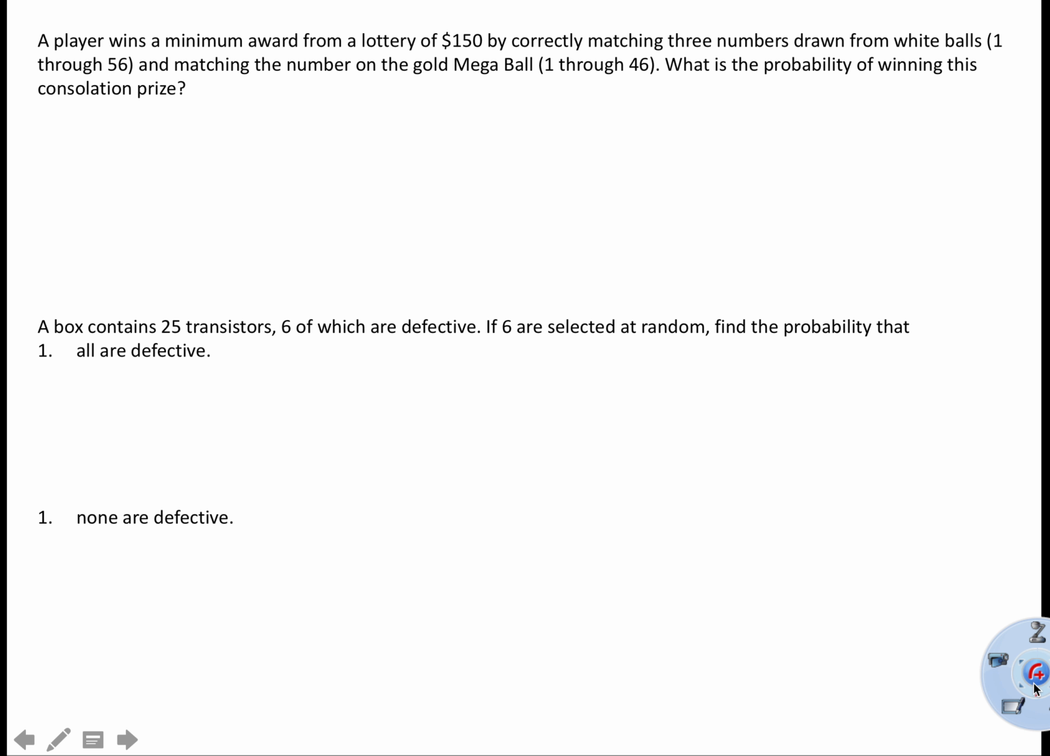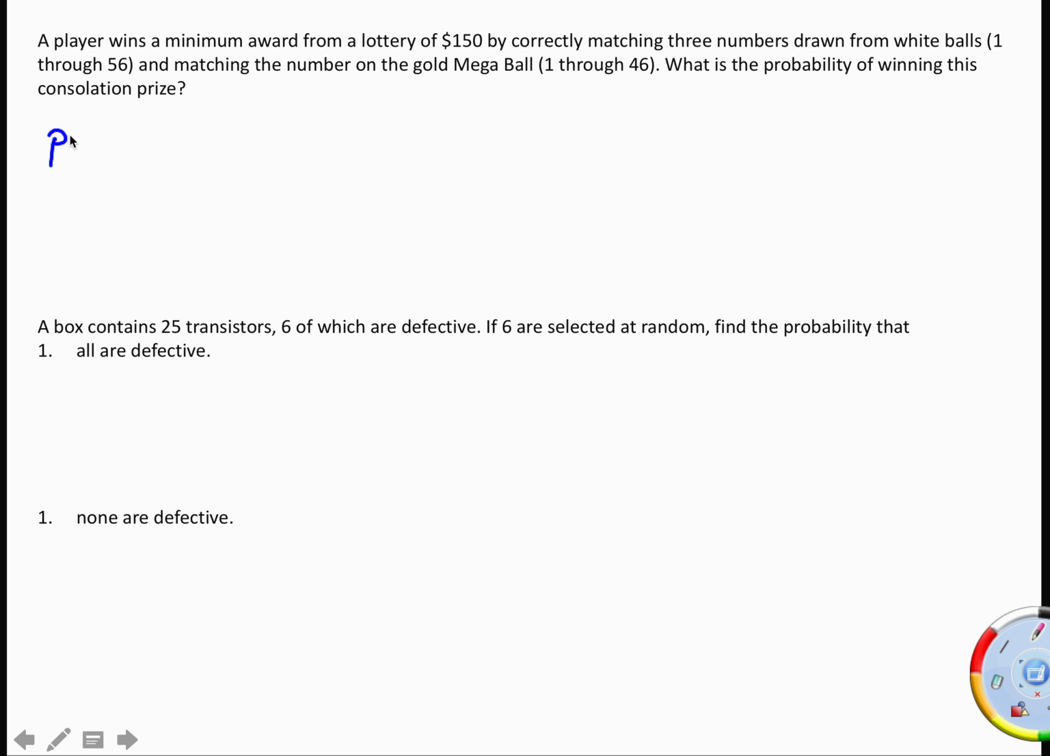All right, let's try again. A player wins a minimum award from a lottery of $150 by correctly matching 3 numbers drawn from white balls, 1 through 56, and matching the number on the gold mega ball, 1 through 46. What's the probability of winning this consolation prize?